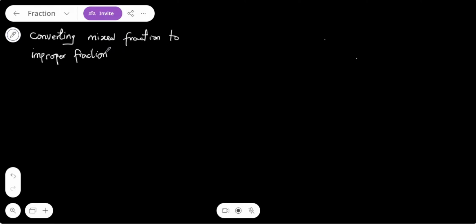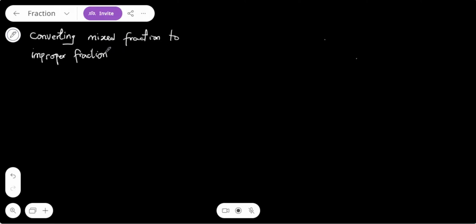In today's class, we'll be looking at the topic converting mixed fraction to improper fraction. In case you've not seen my previous classes, we've looked at the definition of fraction, types of fraction. We've also looked at converting improper fraction to mixed fraction. Now, just as a means of revision, right?